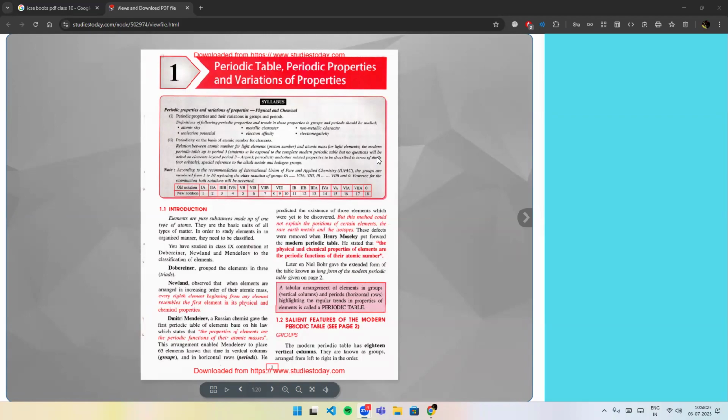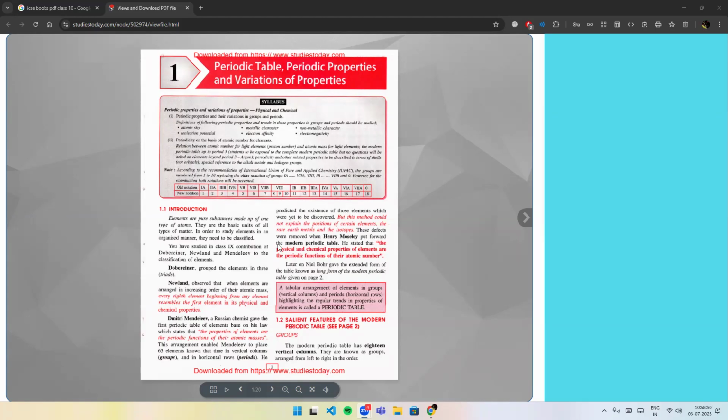Today we are going to read chapter number 1 of ICSE Chemistry Class 10th, and the chapter is Periodic Table, Periodic Properties and Variations of Properties. Introduction. Elements are pure substances made up of one type of atoms. They are the basic units of all types of matter.